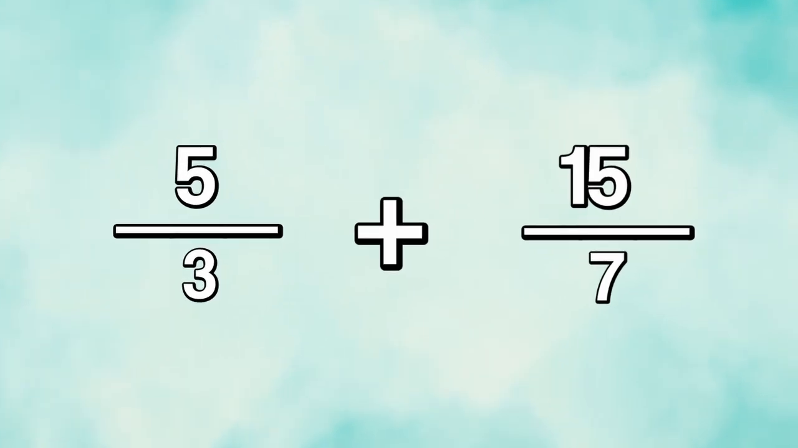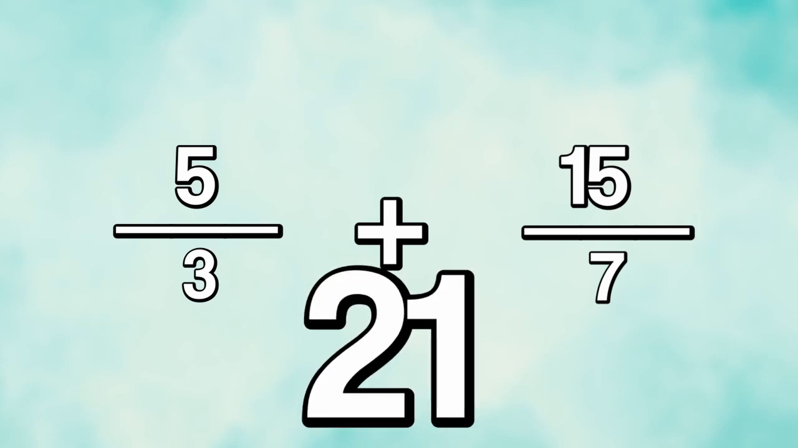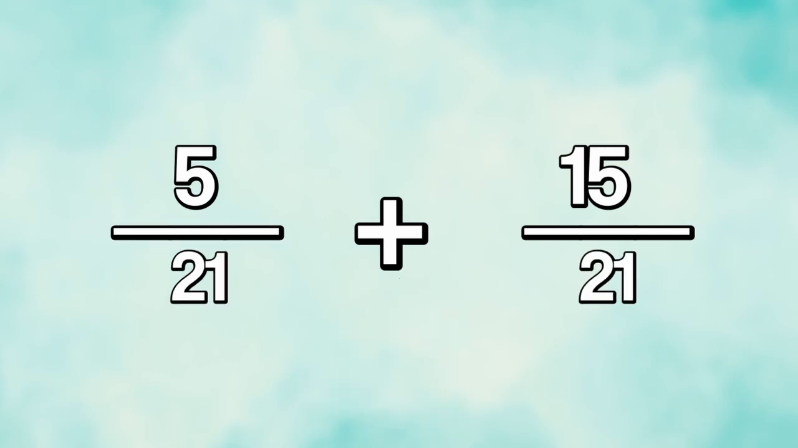Remembering from a previous video, when we're adding fractions, we need the denominators to be the same. So let's think of a common number between 3 and 7. That would be 21. So let's make the bottom numbers 21. 5 over 3, with 21 on the bottom, I would need to multiply by 7. So 5 times 7 is 35. So 35 over 21. 15 over 7.